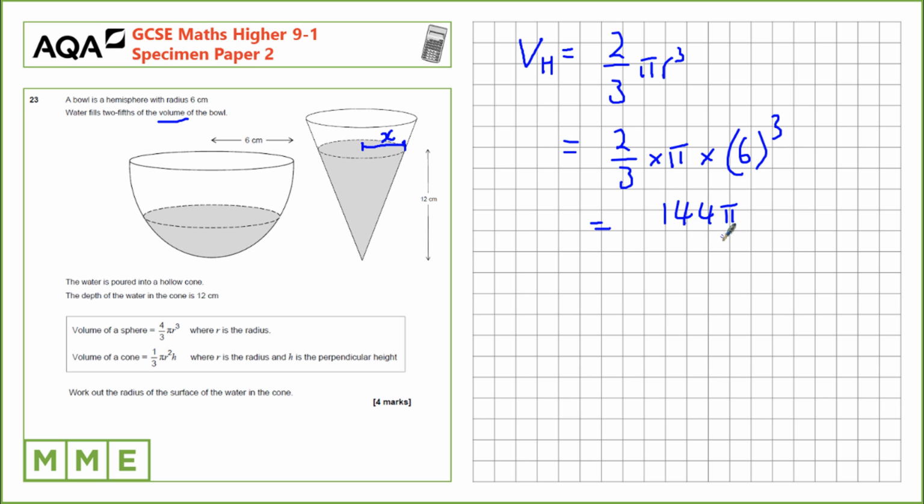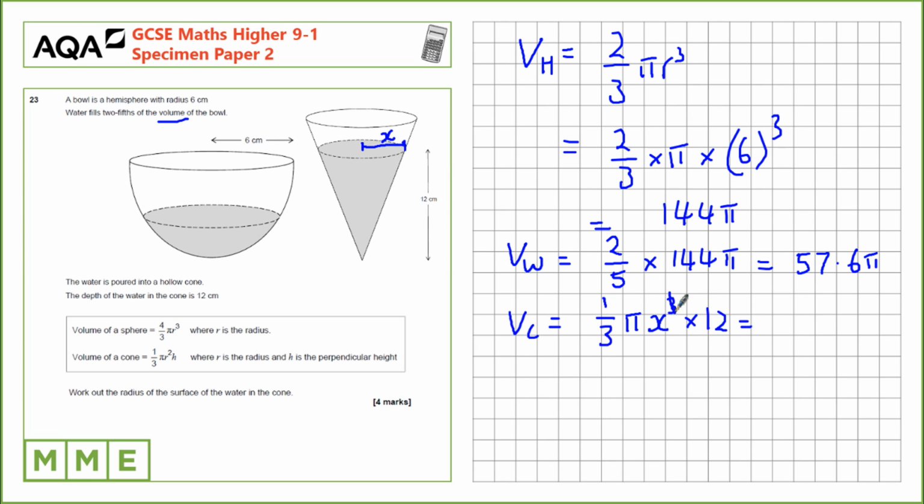The volume of the hemisphere is 144 pi, but we want the volume of the water, which we know from earlier is 2/5 of the volume of the hemisphere. So 2/5 times 144 pi, which equals 57.6 pi. Now let's calculate the volume of the cone. We're given that the volume of the cone is 1/3 times pi times the radius, which in this case is x squared, times h, 12. So that should give us 4 pi x squared.